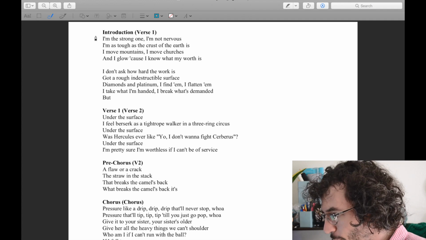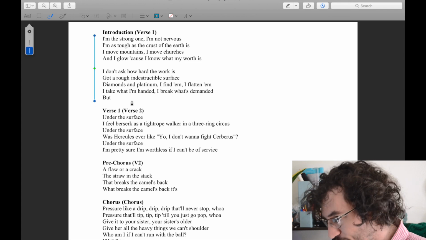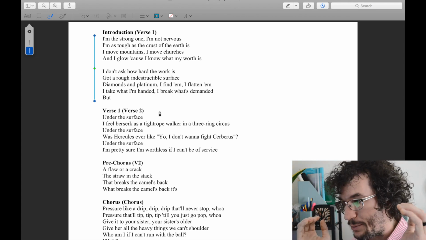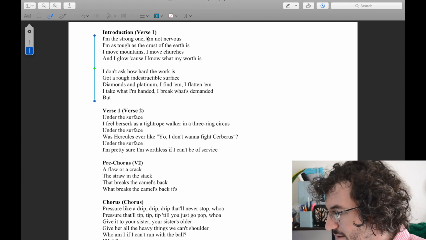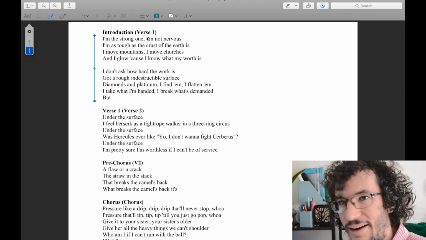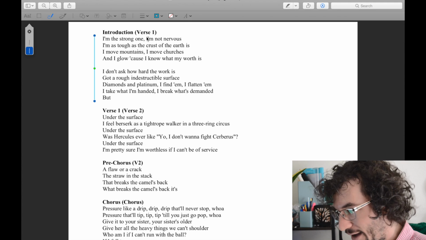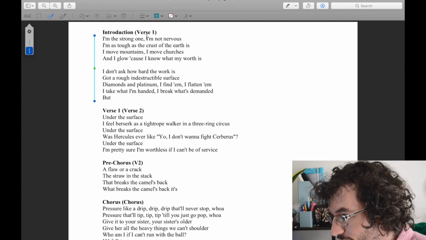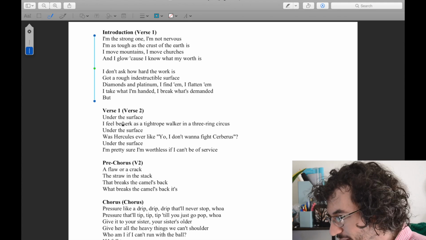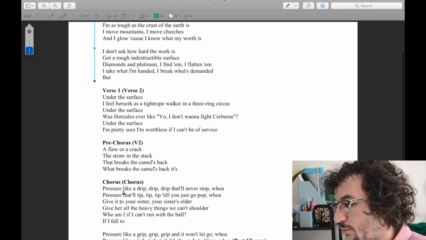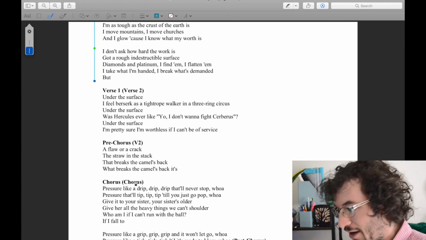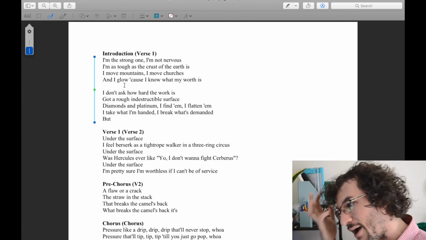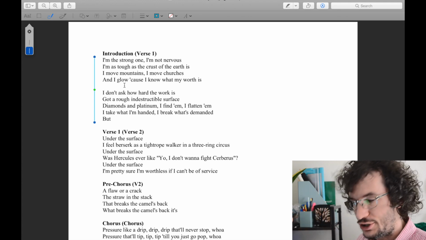I think this whole first part is an introduction. Now, it's different from Genius Lyrics. Genius Lyrics called that verse 1, which is in the parentheses. And the thing is, we don't ever get this kind of musical material back, right? We have the "I'm the strong one, I'm not nervous, but then under the surface, a flaw or a crack, pressure like a drip, drip, drip." None of that stuff really fits with this musical material. So I would say that this is more of an introduction, okay?